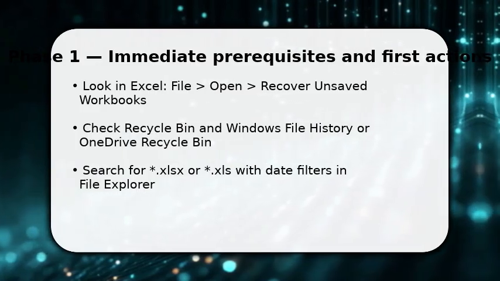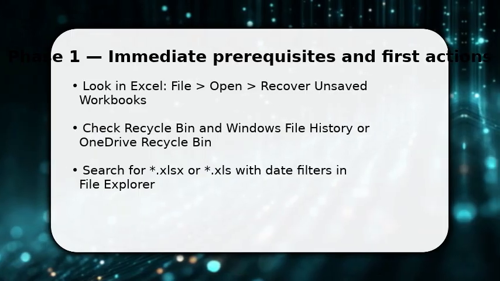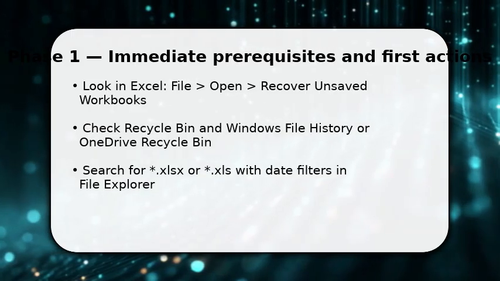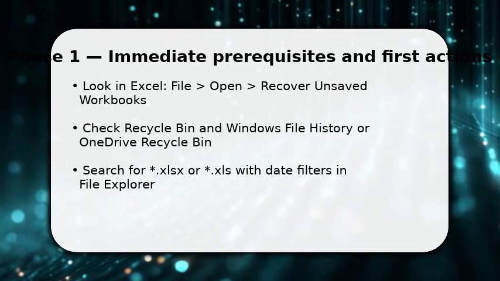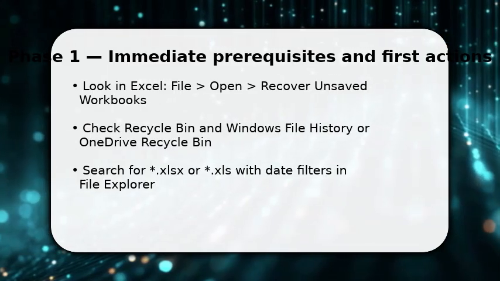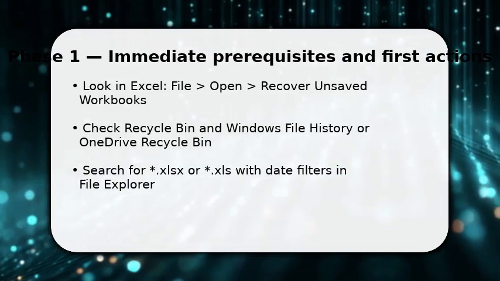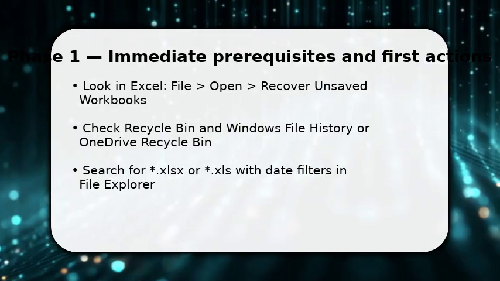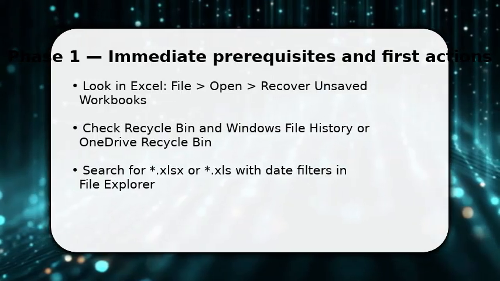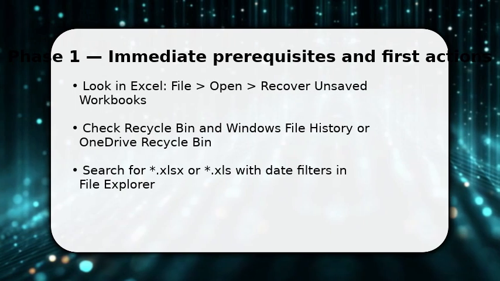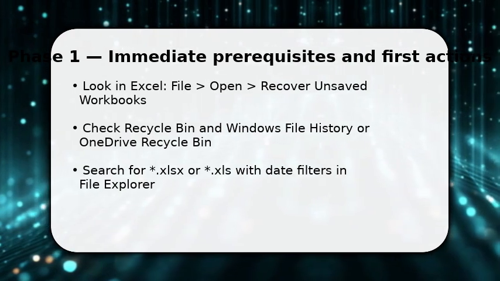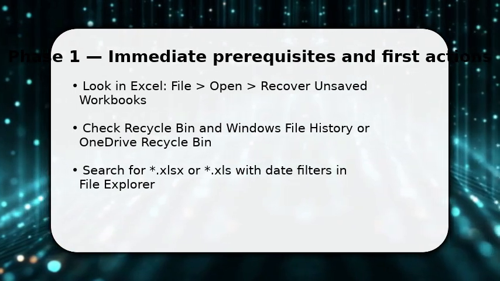Next, make sure to check the recycle bin, and if you use OneDrive, its online recycle bin. Deleted files can sit there for days. Finally, use File Explorer and search for *.xlsx or *.xls while filtering by modified date to spot an auto-saved copy. These steps work because Excel and Windows keep temporary and versioned files that outlive accidental deletions.